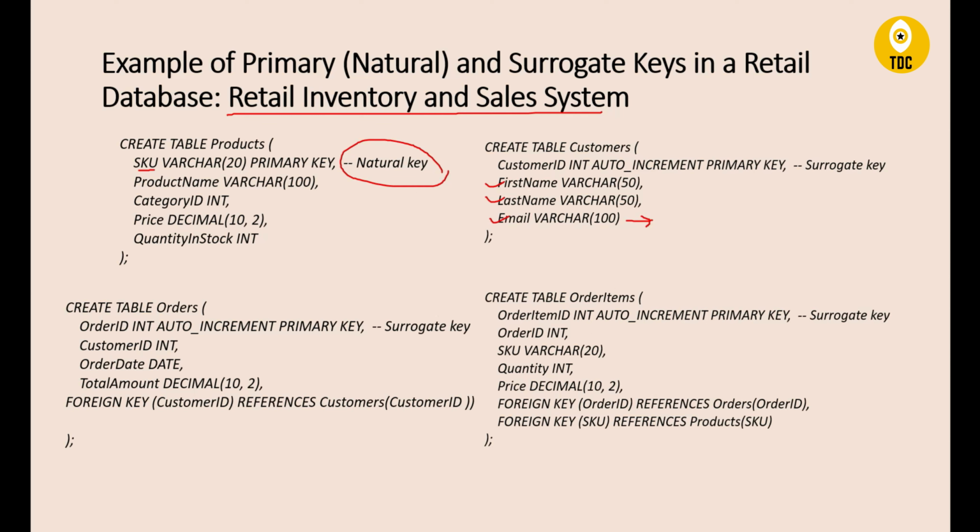That is why we have chosen customer ID here, which is a surrogate key, right? And there might be other scenarios where I'm using a surrogate key even in the order table and order items table, where I don't have uniquely identifying columns.